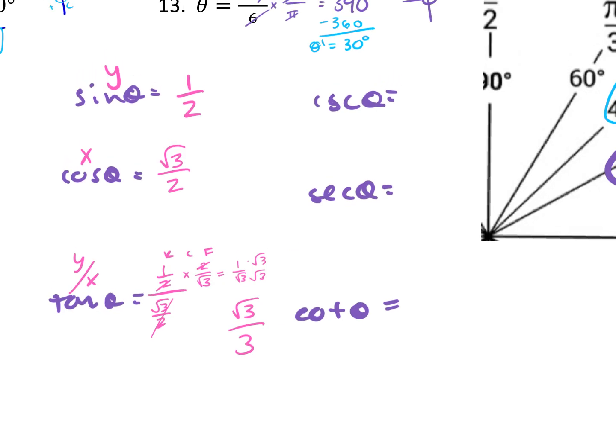Cosecant, we flip sine, so that would be 2 over 1, or just 2. Secant, we flip cosine, so 2 over square root 3 would be 2 square root 3 over 3 after we rationalize. And then cotangent, we flip tangent. I'm just going to flip the original and we'll keep, change, flip again. So square root 3 over 2 over 1/2. When we keep, change, flip, keep the top, change to multiplication, flip the bottom to 2 over 1. 2's cancel, we get square root 3.